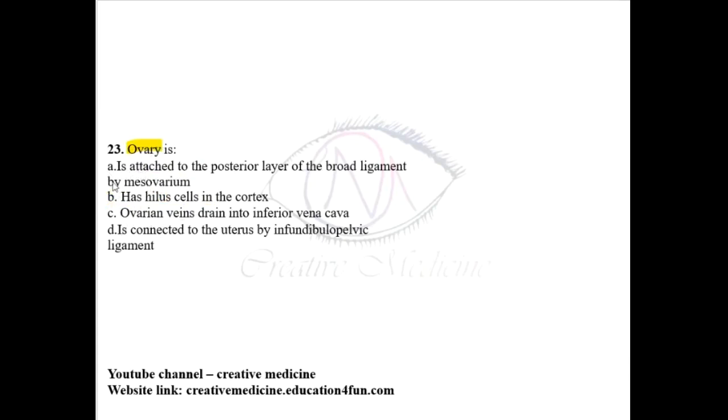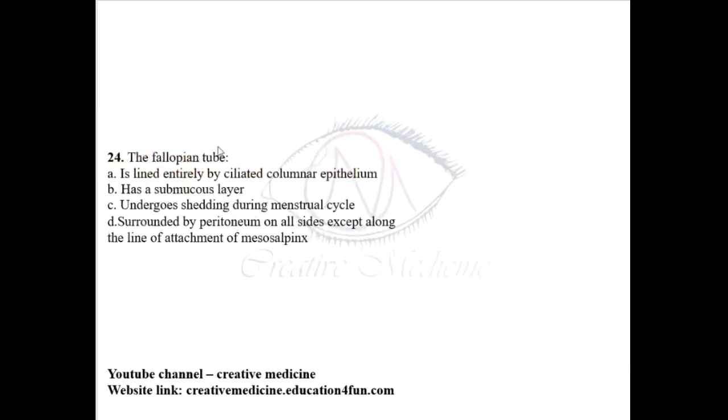Ovary. What is the ovary? Where is it attached? The posterior layer of the ovary is attached to the posterior layer of the broad ligament by the mesoovarium. This is correct. Then, hilus cells of the ovary are present in the medulla, not in the cortex.